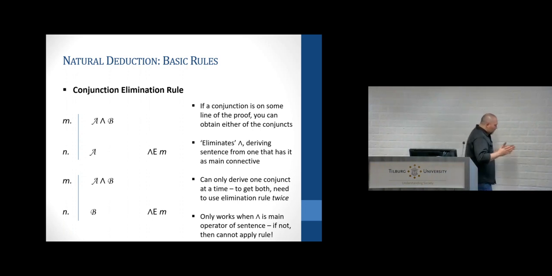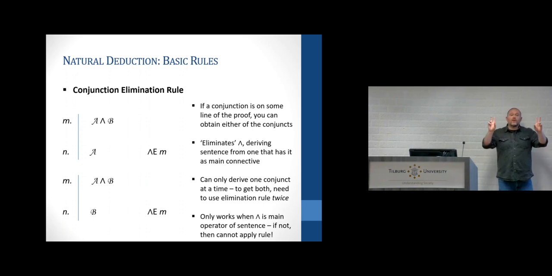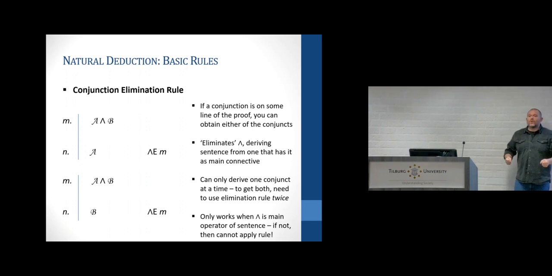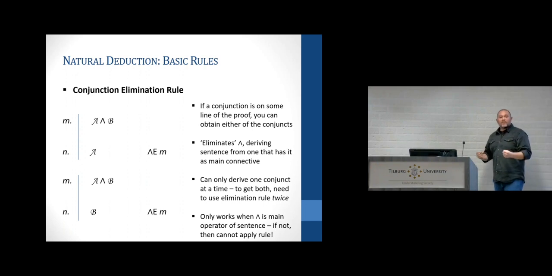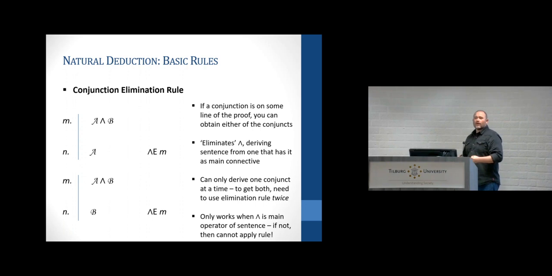Importantly, though, it only works if the sentence you're eliminating has a conjunction as its main operator. Elimination rules only work on sentences with that relevant connective as the main operator. So you can't use conjunction elimination on a sentence that doesn't have a conjunction as its main logical operator. Okay, so far so good. Feel okay? Okay. All right.